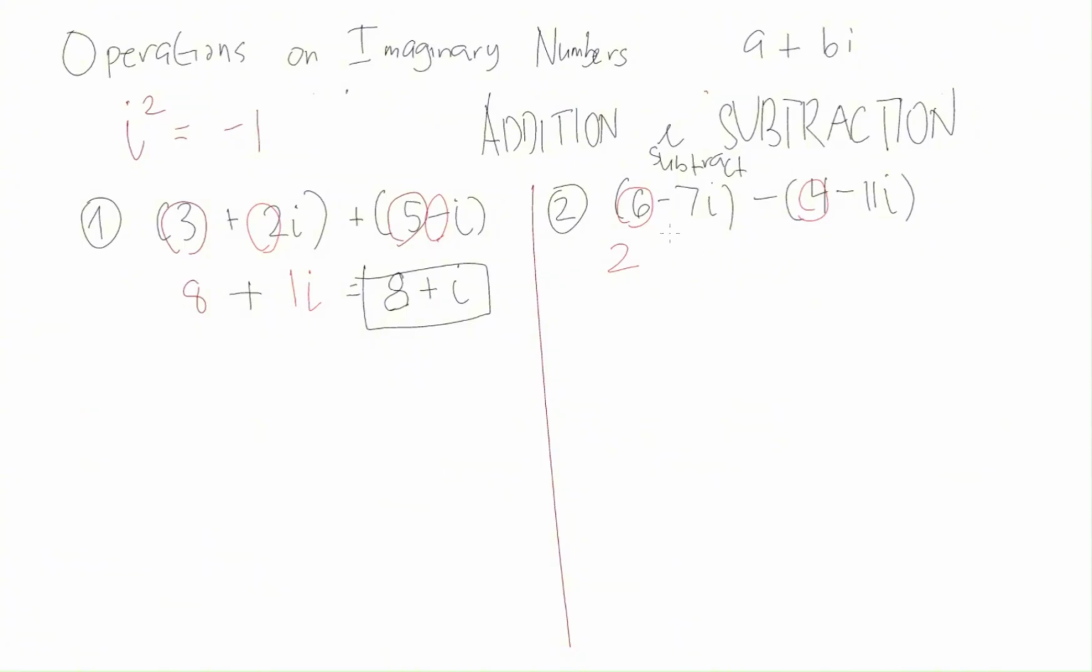Which is just 4, and then copy the i. And our answer is 2 plus 4i. To elaborate on that, it became plus 4 because we added minus 7 minus negative 11. And that just becomes negative 7 plus 11, which becomes 4. Okay, so that's why we got this.